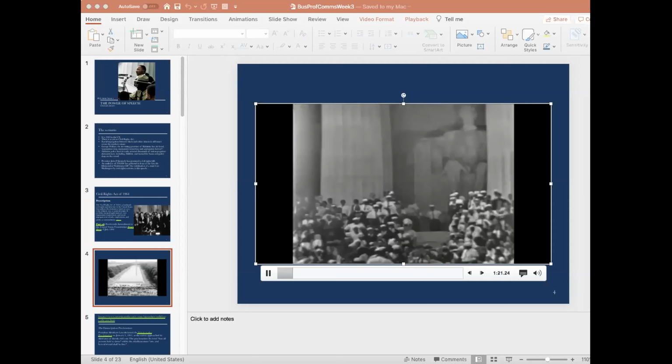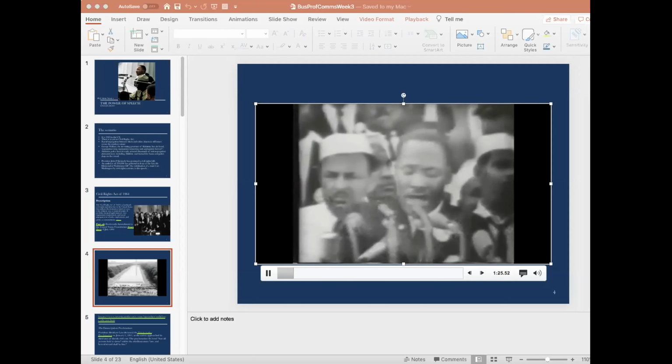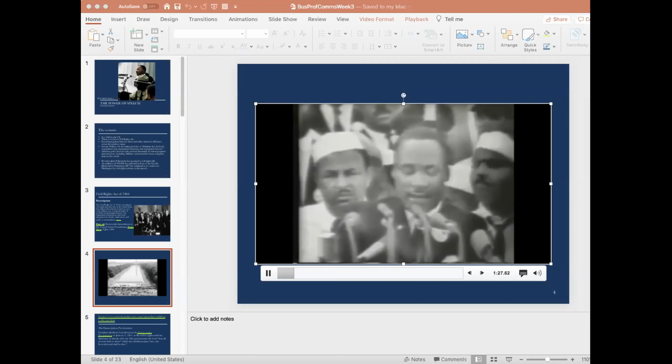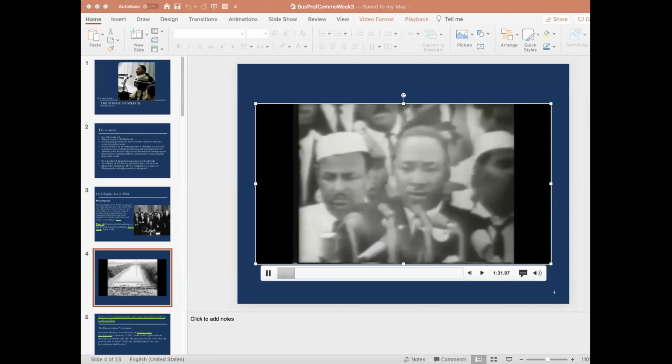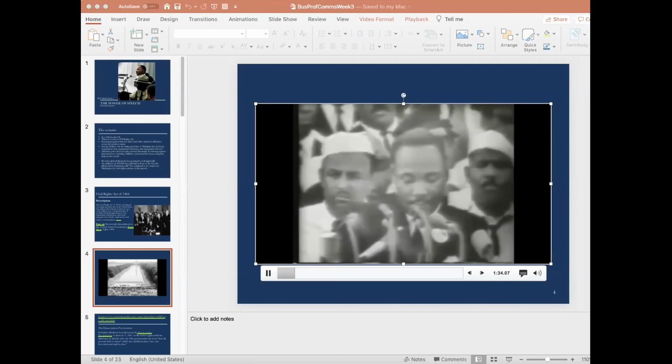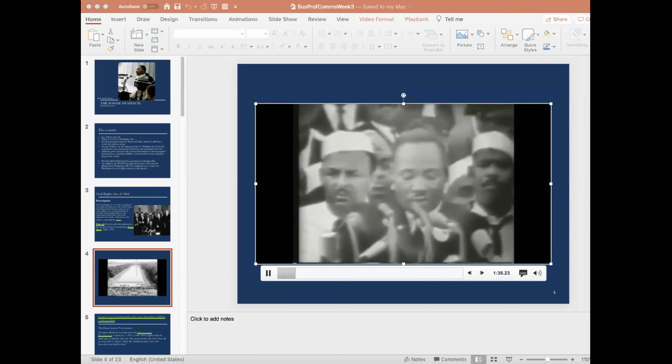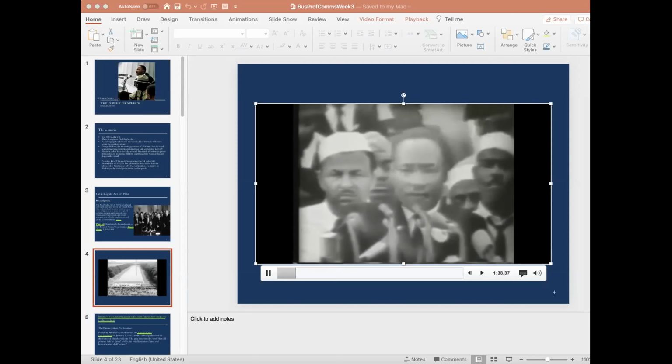It came as a joyous daybreak to end the long night of their captivity. But 100 years later, the Negro still is not free.